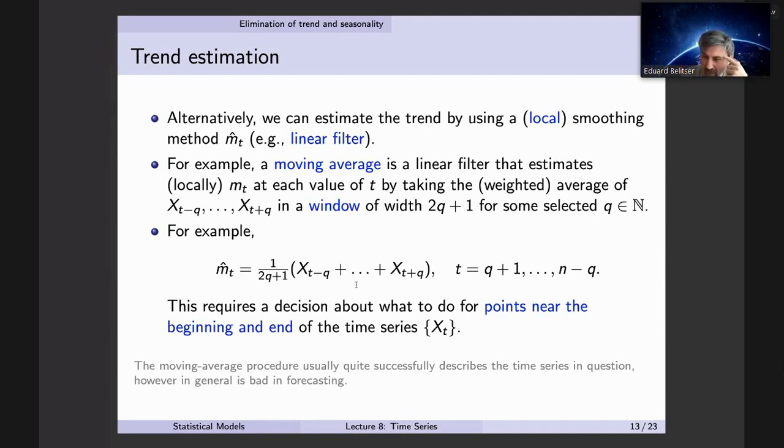Then we have to think what to do with the points at the very beginning and the points at the very end, because you don't have q points if you start with x0. For x0, you have only q points on the right. You don't have q points on the left because there is no data there. So you'll have to figure out what to do at the beginning and at the end. But otherwise, it gives you a very good method to do the estimation.